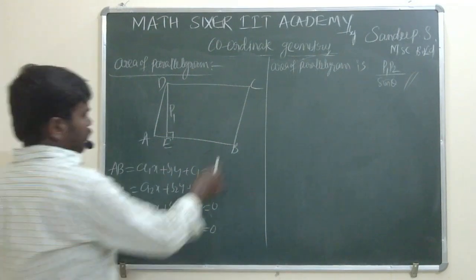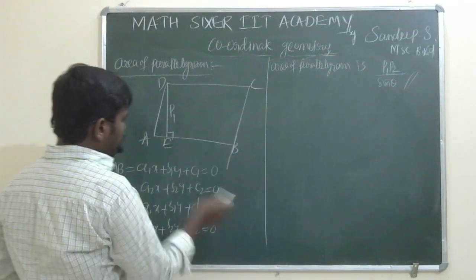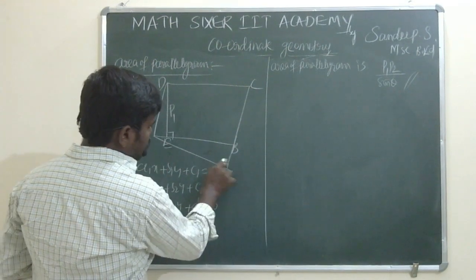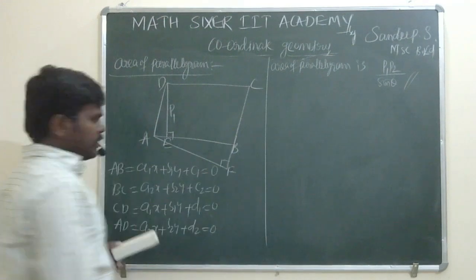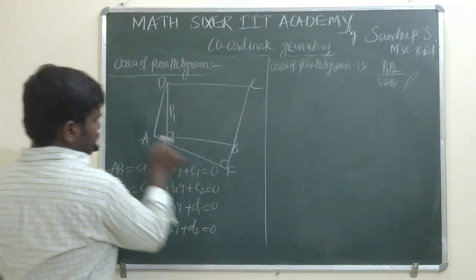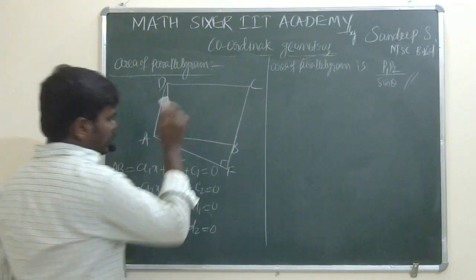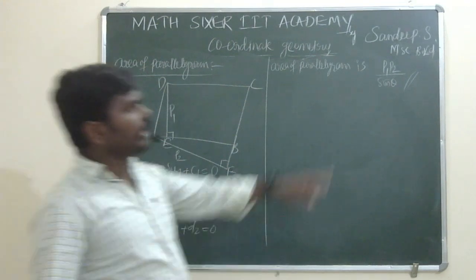Next, P2 means another perpendicular we have to draw. But here we have to extend the side to draw the perpendicular from the opposite vertex. So let it be, suppose, F, and this is the perpendicular, and the length of this perpendicular we can take as P2. And what about theta?